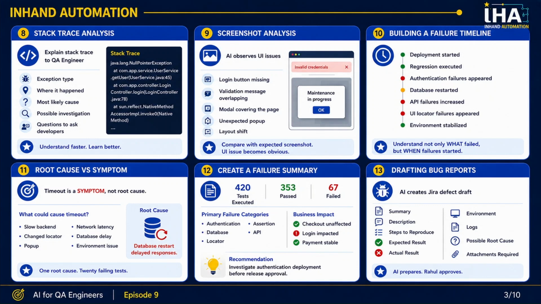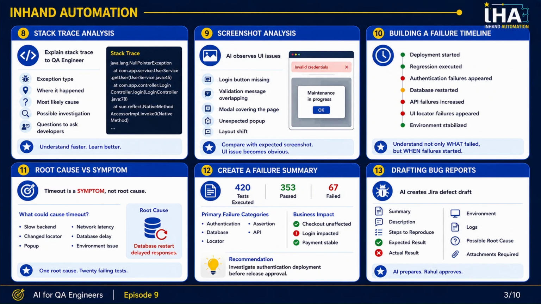And what was the recommendation AI gave us? Investigate the authentication deployment before release approval. So Rahul reviews it, makes a small correction, and sends it to the manager. So that's how AI can help us to create a failure summary as well.